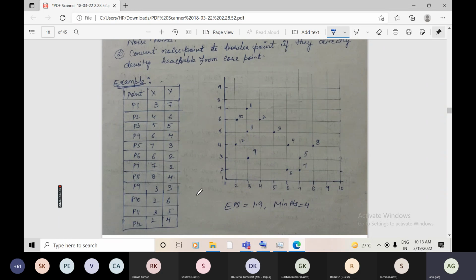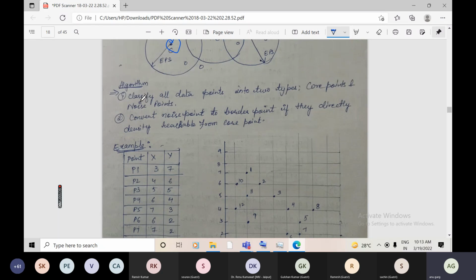So this is the problem given, and what is the question? This is a previous exam question. We have to classify all the data points into two types, core point and noise point. And then we have to see which noise points can be converted to border points. In the first bit, we just classify into core points and noise points. And then in the second question, we need to see which noise points can be converted to border points.